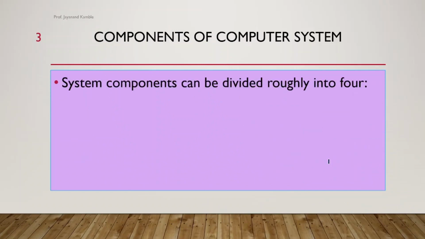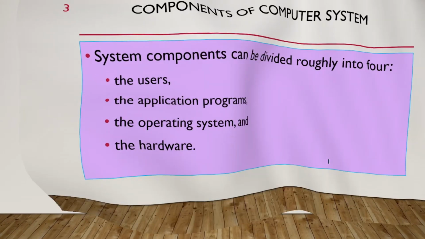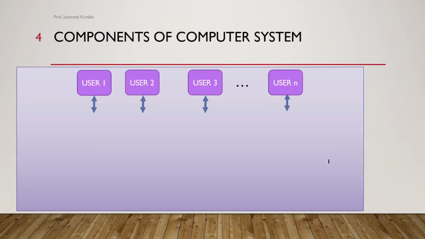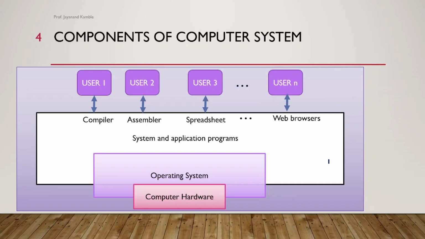System components can be divided roughly into four, that is the users, the application programs, the operating systems and the hardware. Here I have shown you the diagram of components of computer system, which consist of users, then application programs, then operating system and the computer hardware. Let's talk about the computer hardware. The central processing unit, that is CPU, then main memory, that is memory, then input output devices. They provide the basic computing resources for the system.